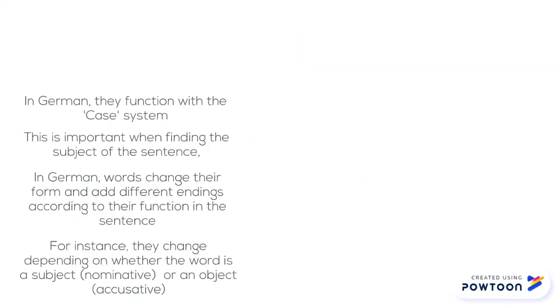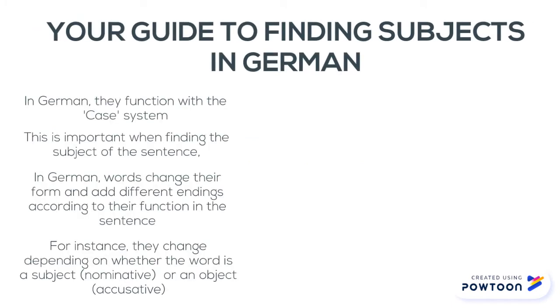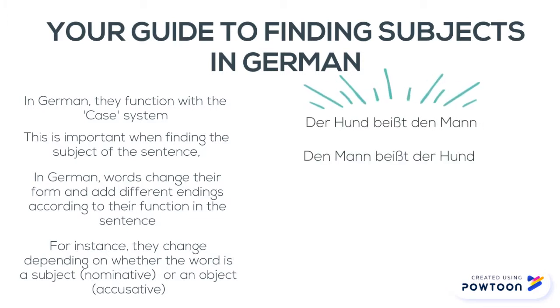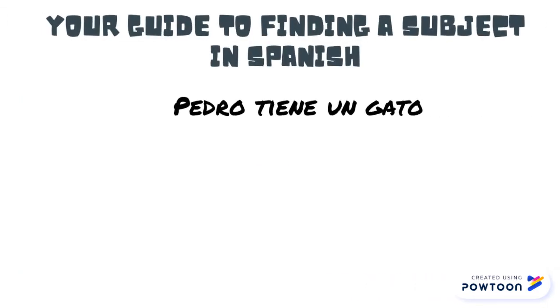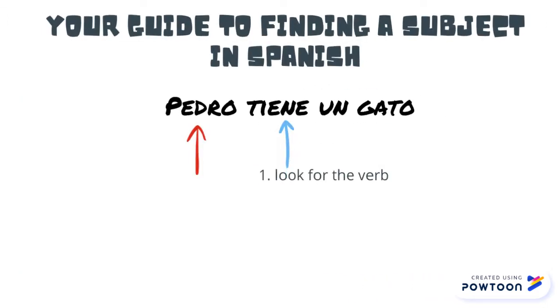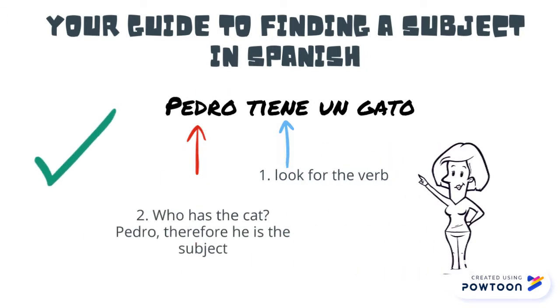If you want to find the subject in German, you must look at the case system. These are sets of endings that change according to a word's function in a sentence. For instance, they change depending on whether the word is a subject, nominative. In Spanish, the way to find a subject is the same as the previously mentioned basic English method, who or what before the verb, quién or qué.